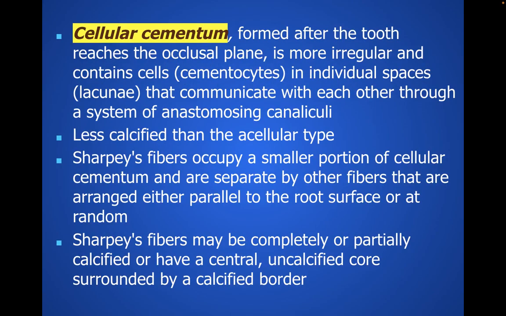Cellular cementum is formed after the tooth reaches the occlusal plane, and it is more irregular and contains cells which are called the cementocytes in individual spaces, that is lacunae, that communicate with each other through a system of anastomosing canaliculi. It is less calcified than the acellular type, and Sharpey's fibers occupy a smaller portion of cellular cementum and are separated by other fibers that are arranged either parallel to the root surface or at random. Sharpey's fibers may be completely or partially calcified or have a central uncalcified core surrounded by a calcified border.